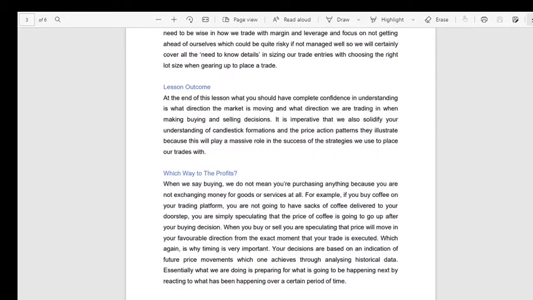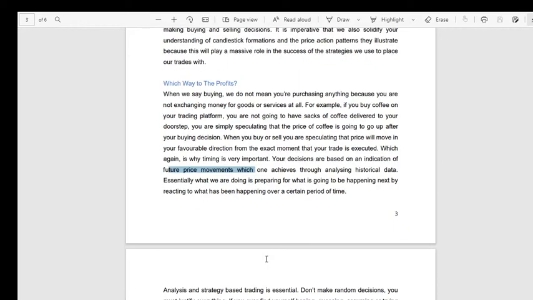So in lesson 2 we can see the path to profit. We do not mean that you're purchasing anything, because you are not exchanging money for goods. When you buy or sell, you are speculating that price will move in a favorable direction, and your decisions are based on indications of future price movement, which one achieves through analyzing historical data. So don't make random decisions.